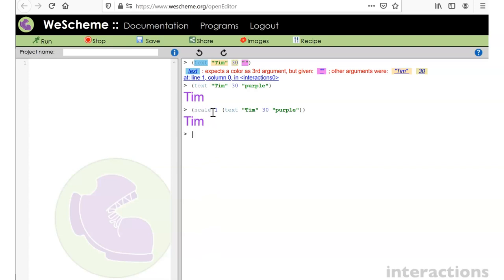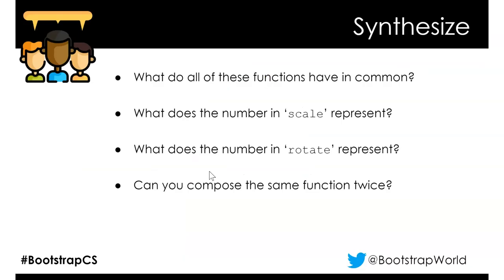So the number in the scale represents how much of this image. So remember that this represents an image because that's what comes out of text. How big it's going to be. So we can say, all right, if we get it higher, like a 2, we would expect it to be twice as big, right? Yep. If we give it a decimal number, like 0.5, we expect it to be half. So here's the original, here's half. So the scale number tells us how we're going to multiply the size of this image by that scale. So if it's 2, it's going to be twice as big. If it was 3, it'd be 3 times as big. If it's a half, then it's going to be half as big.